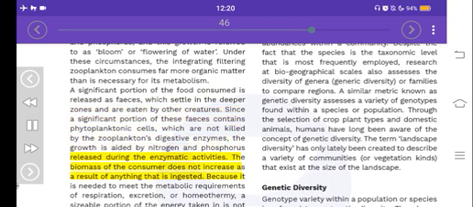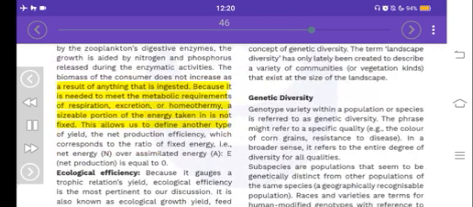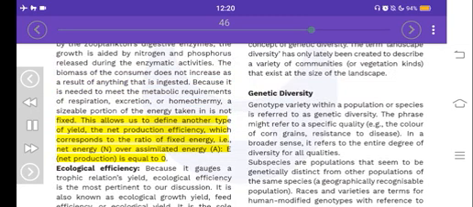The biomass of the consumer does not increase as a result of everything that is ingested. Because energy is needed to meet the metabolic requirements of respiration, excretion, or other needs, a sizable portion of the energy taken in is not fixed. This allows us to define another type of yield, the net production efficiency, which corresponds to the ratio of fixed energy, i.e., net energy N, over assimilated energy AE. Net production efficiency is equal to N over AE.